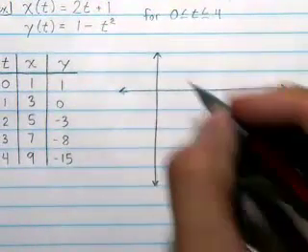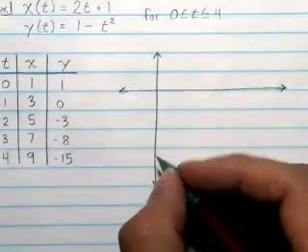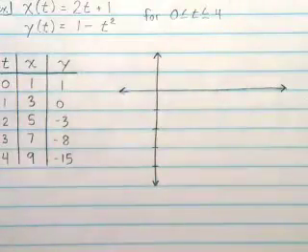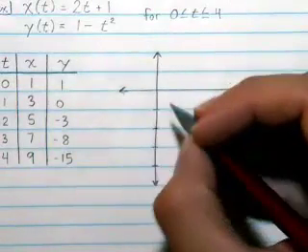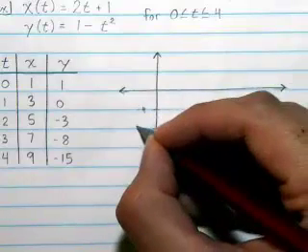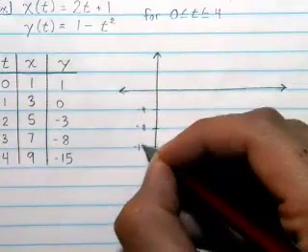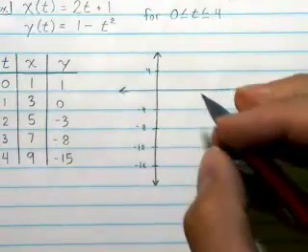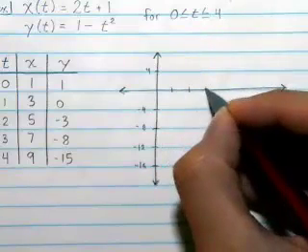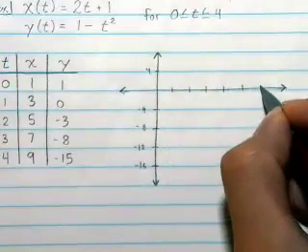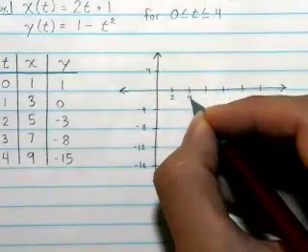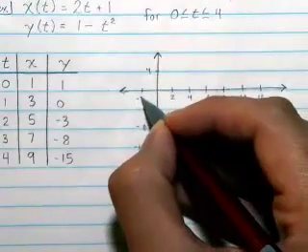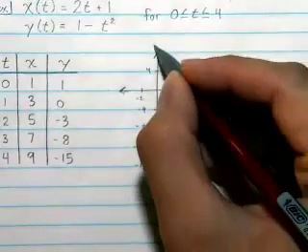Okay, so let's see what scale we need. For y, we got to get down to negative 15. So maybe, I guess, counting by 4s would work the best for what I've got here. So that would make this positive 4. And then the x, we just got to get up to 9. So I'm going to count by 2s. But however you want to set up your scale, as long as it makes sense that you can see everything, that's fine.